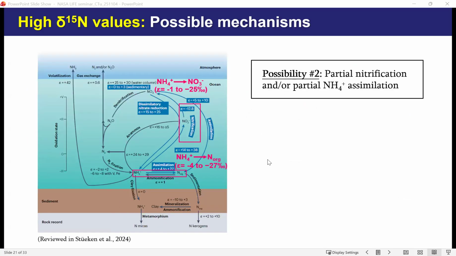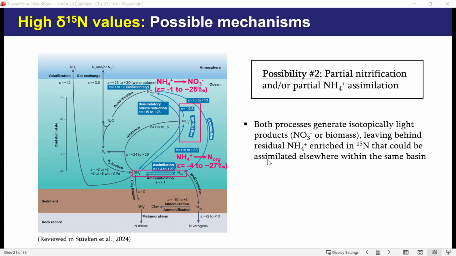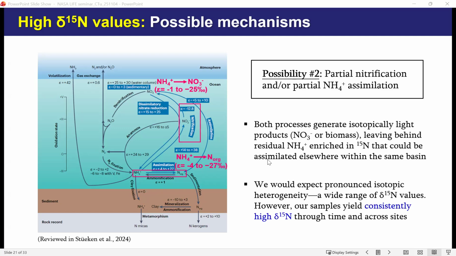The second possibility is partial nitrification and/or partial ammonium assimilation. Both processes can generate isotopically light products, leaving behind residual ammonium enriched in 15N that could be assimilated elsewhere within the same basin. So we would expect a pronounced isotopic heterogeneity, that's a wide range of delta 15N values, right? However, our samples yield consistently high 15N values through time and across sites. So we rule out these pathways.